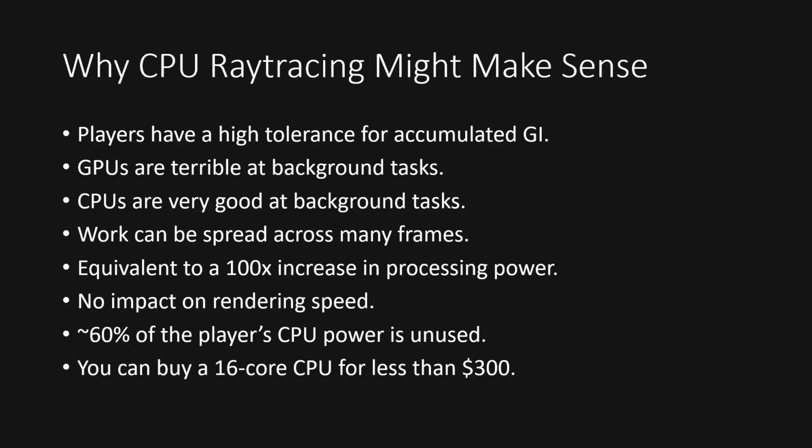CPUs are great at background tasks, and that work could be spread across many frames. When you do this, it's sort of equivalent to a big increase in processing power, because if you turn around and it takes 1.5 seconds for the global illumination to be completely finished, that's equivalent to a 100 times increase in processing power. And as long as it just gradually fades in, people seem to not mind that. So it seems to be an okay approach.